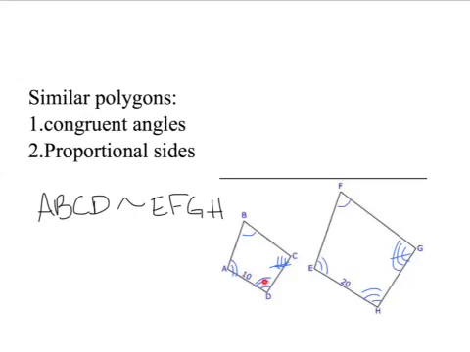Proportional really just means everything is going to use the same scale factor. So 10 to 20 is times 2. All of these sides are going to be twice as big as the original polygon. And just so you're sure, the tilde without the equal sign means similar. Similar has a very specific meaning in mathematics: similar means congruent angles, proportional sides.